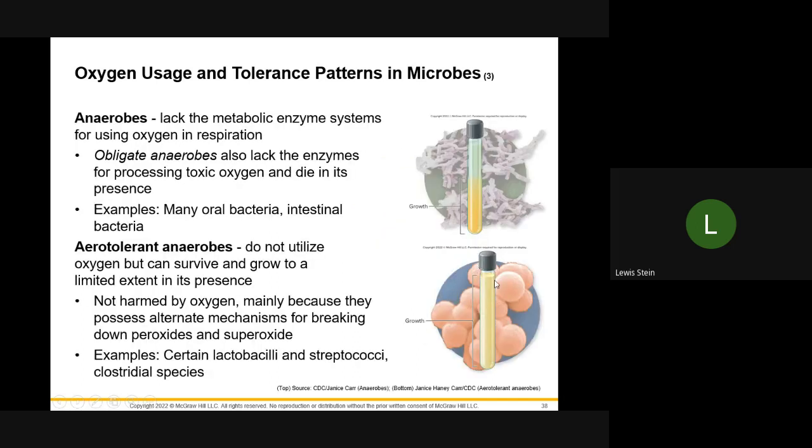Now, the last ones, the interesting ones. Aerotolerant anaerobes. They do not utilize oxygen but can survive and grow to a limited extent because they're not harmed by oxygen, mainly because they possess alternate mechanisms for breaking down peroxides and superoxides. So they have other ways of dealing with oxygen before it becomes toxic. I beg your pardon. Another name we give them is obligate fermenters. They still have to make energy. They don't have an electron transport or similar mechanism as all the others do.